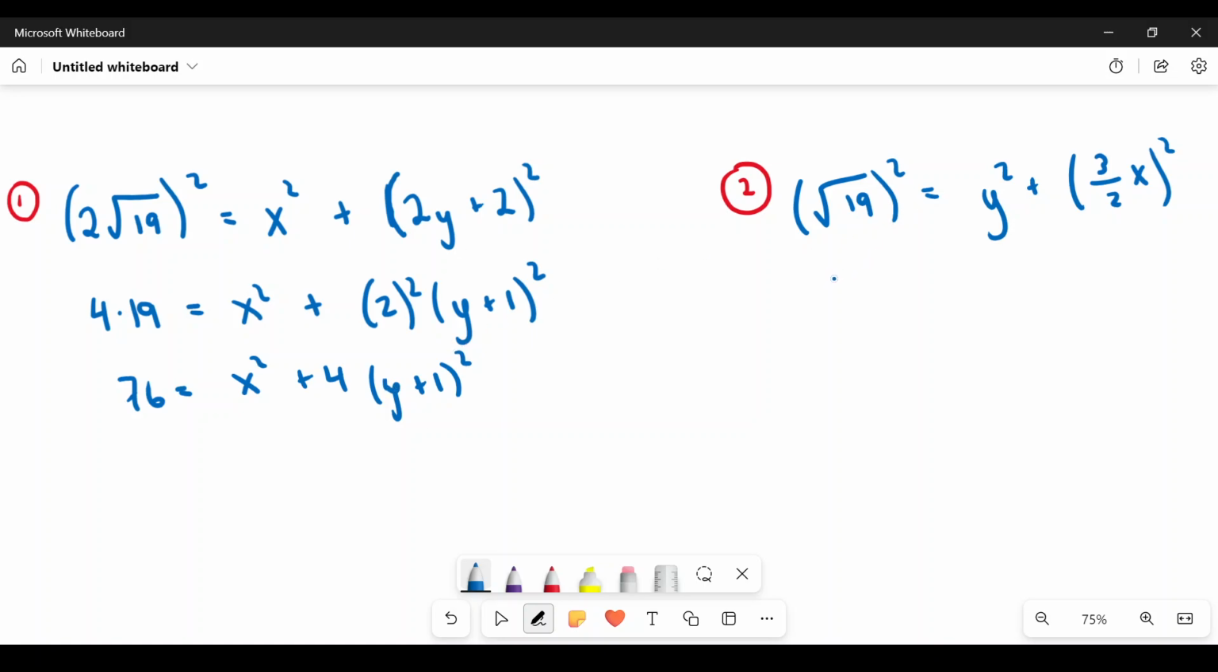And let's do something similar to equation number 2. I'm going to square root 19. So I have 19 equals y squared plus, and I'm just going to write 9 over 4 x squared. So I have both x squared and y squared in both equations, but the y squared that I have here is inside of a binomial bracket squared.